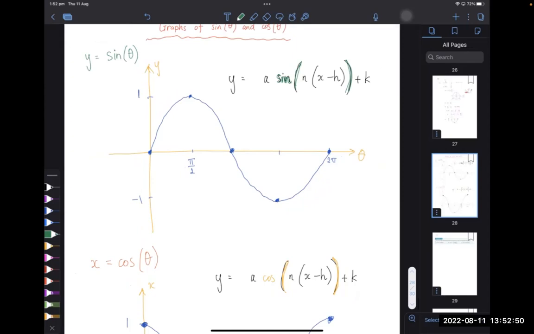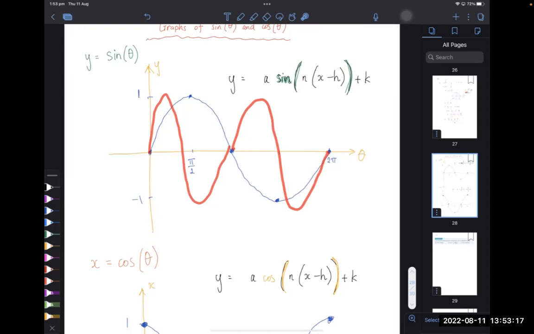Now, this A here, we still know as the dilation from the x-axis. So if we dilate from the x-axis, it'll just go like this, right? Or it might go a bit closer. That's the effect of the A there. The n here is the dilation from the y-axis. So we might go longer, or we might actually squish ourselves. You can see that there's actually two periods between 0 and 2 pi.